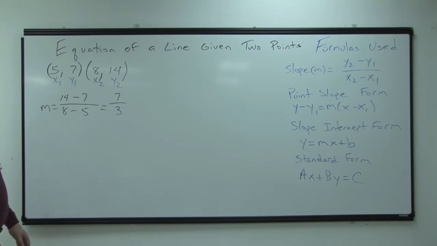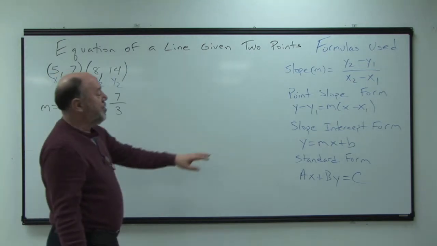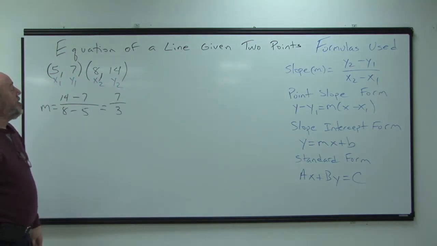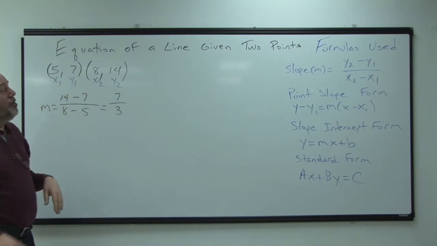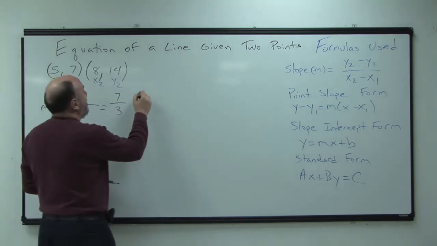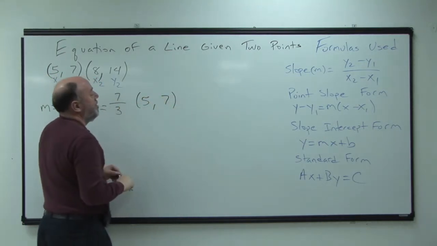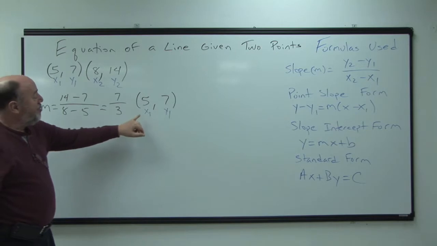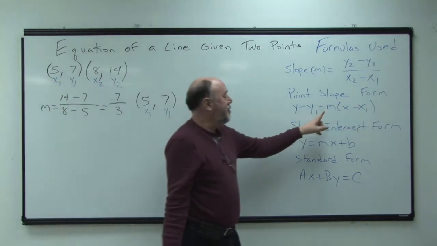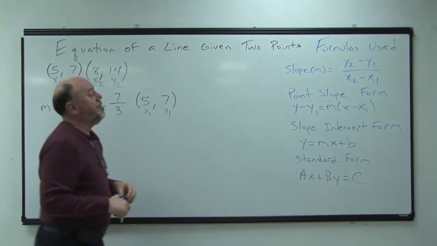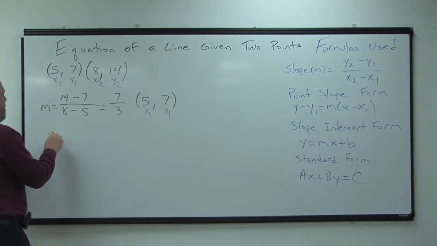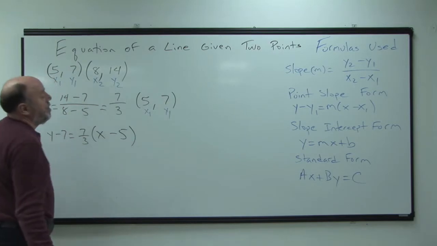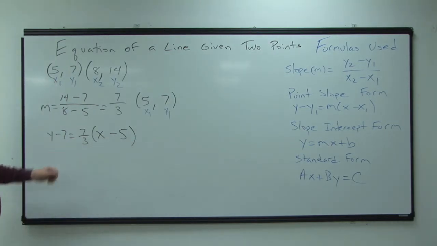Now that we have our slope, we're going to come up with our equation of a line, and we're going to first find it in point-slope form. So we have our slope, and we now need to have a point. In this case, we actually have 2 points, so we're going to just pick one of these. We will take the point 5, 7, and we'll call this x1, we'll call this y1. So we have our slope m, our point x1, y1, and we're going to take those three numbers and plug them into this formula. And so we end up with y minus 7 equals 7/3 times (x minus 5). And that gives us our equation in point-slope form.